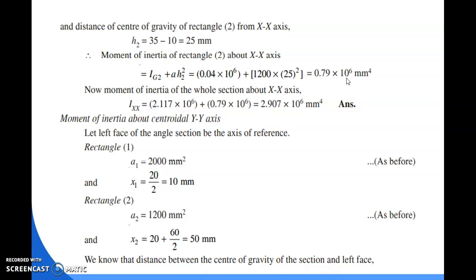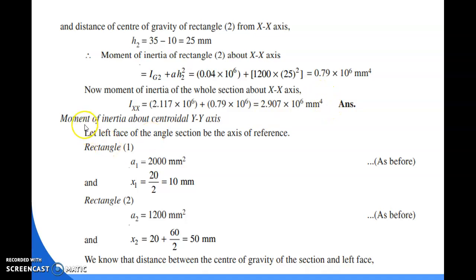So now the moment of inertia of the whole angle section about the x-axis is equal to the moment of inertia of section 1 plus the moment of inertia for section 2. So by adding the two moments of inertia, we have 2.907 into 10 to the power 6 mm to the power 4.